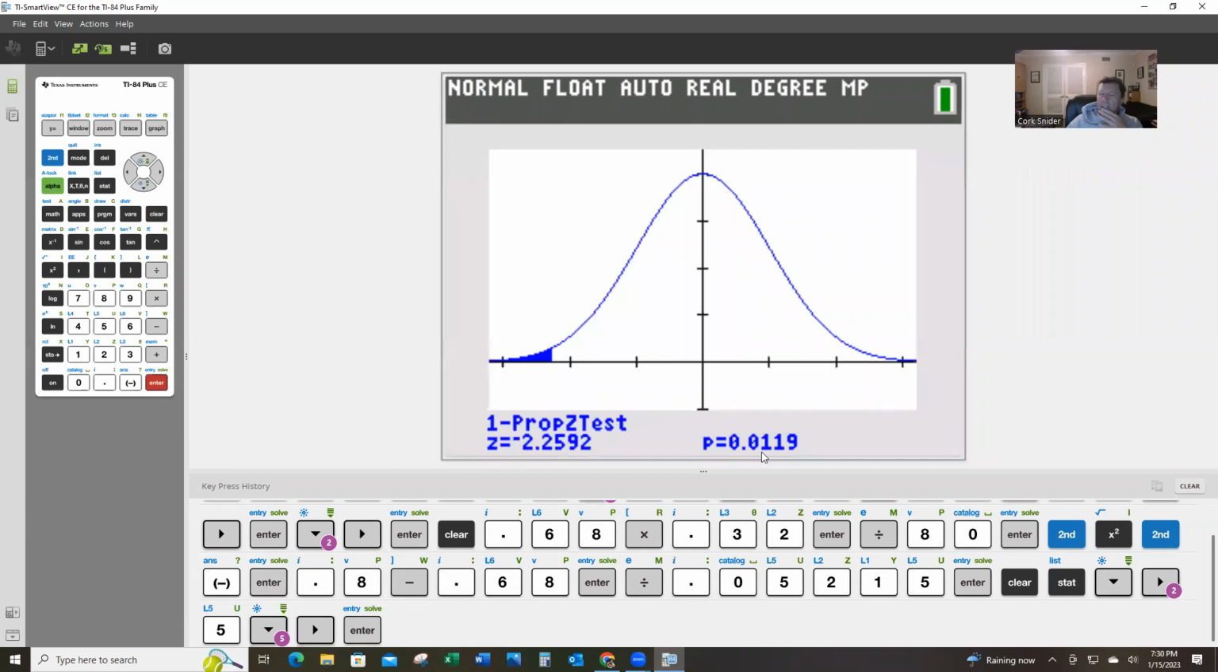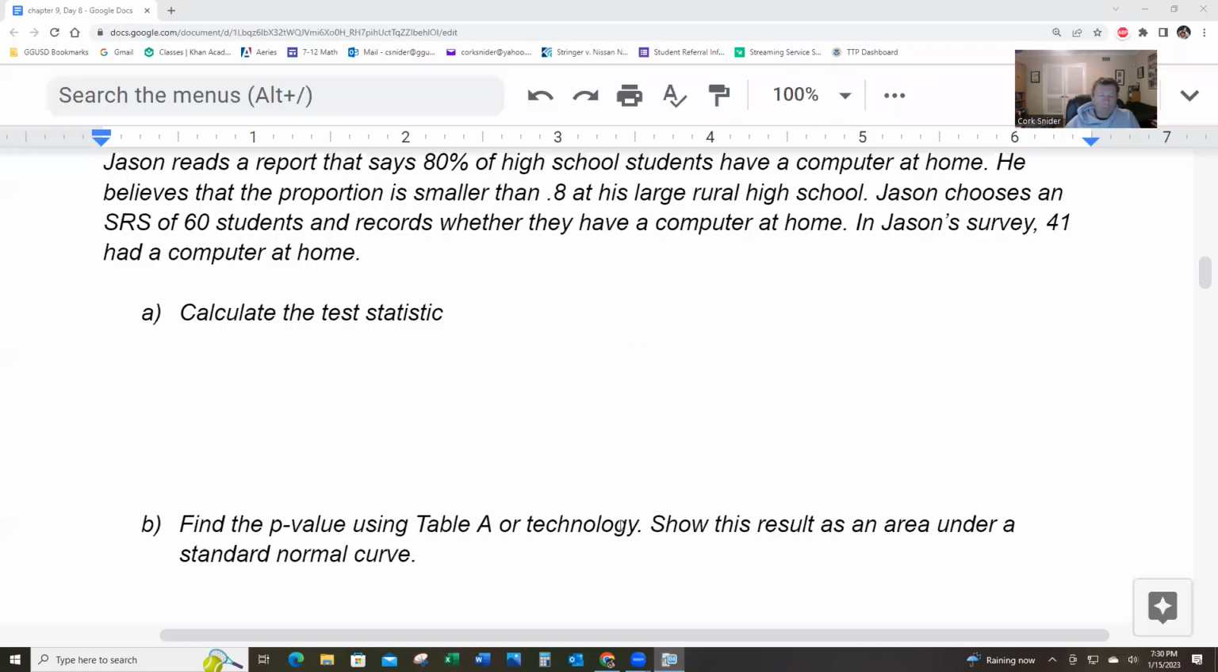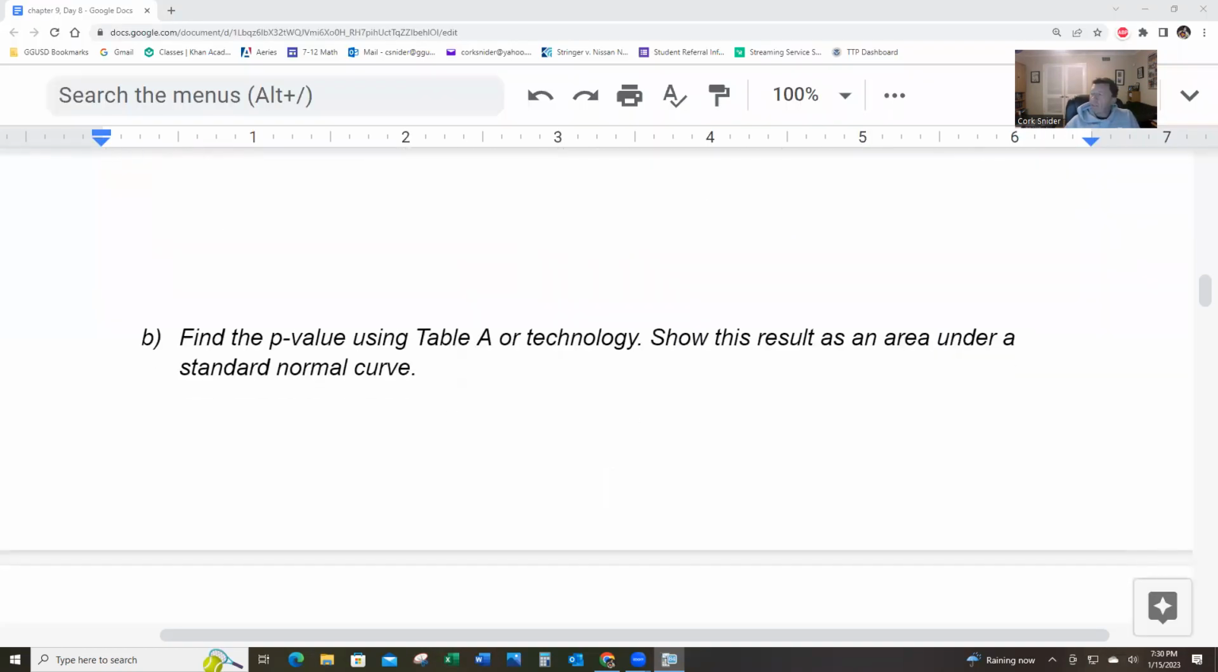So at the 5% level, he's got some evidence to suggest that his school actually owns less than 80% of the households have a computer. At the 1% level, he hasn't proven that or shown that. But there's your test stat, negative 2.26, and there's your p-value. You're probably going to do that on technology. Okay. All right. And there's the area and normal curve. So I've shown that on this thing.